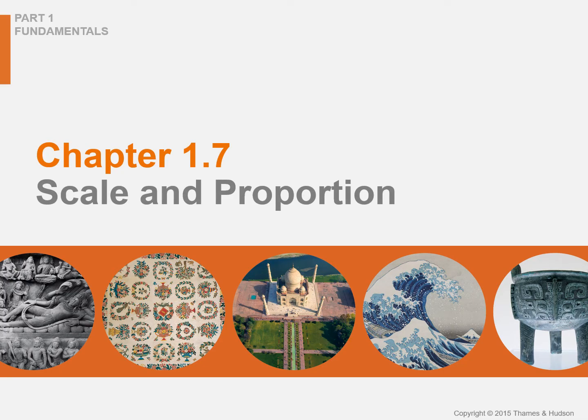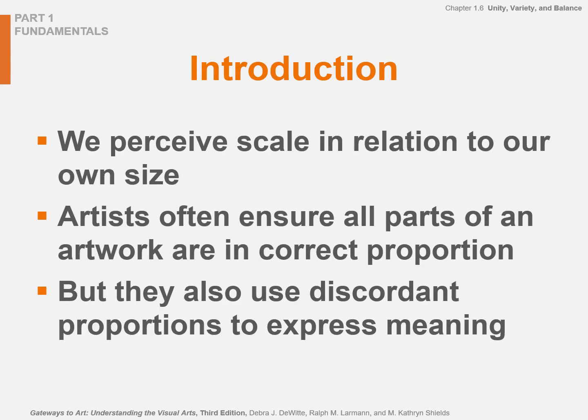Chapter 1.7, Scale and Proportion. Our introduction tells us that we perceive scale in relation to our own size. So, in other words, we tend to think of ourselves as a gauge that we relate to everything else in the world. Artists often ensure all parts of an artwork are in correct proportion, but they also use discordant proportions to express meaning.